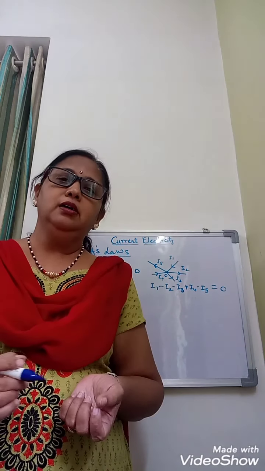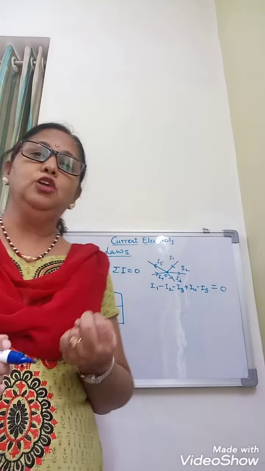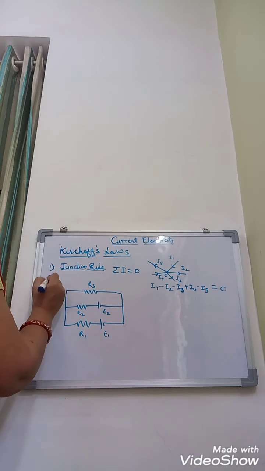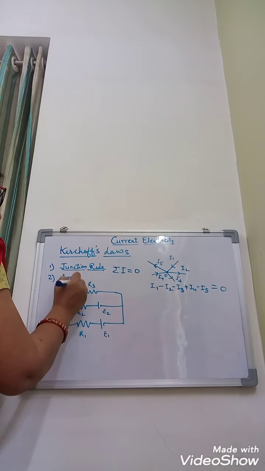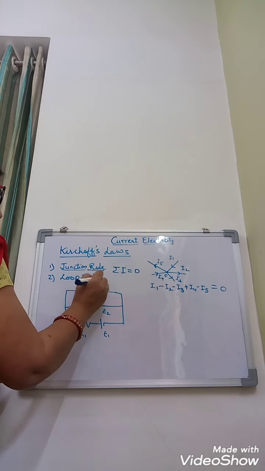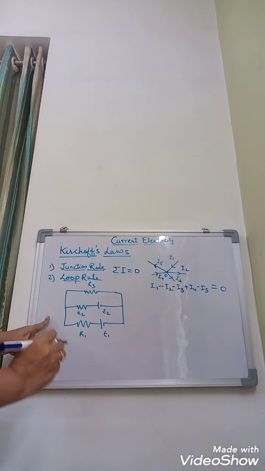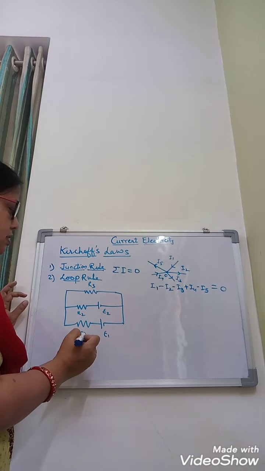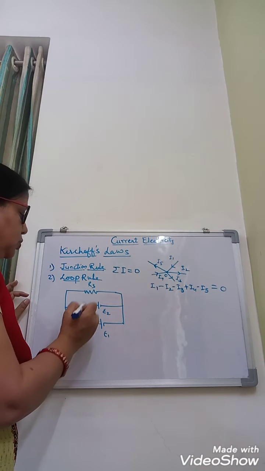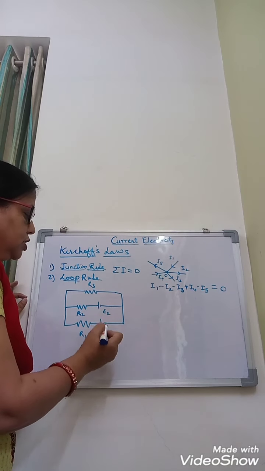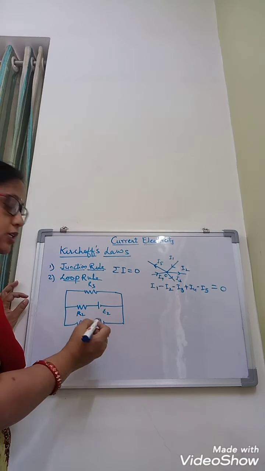Now let us study the second rule, that is called the loop rule. Here you can see that a circuit is drawn where you can see three resistors R1, R2, R3, and two sources of EMF, E1 and E2.